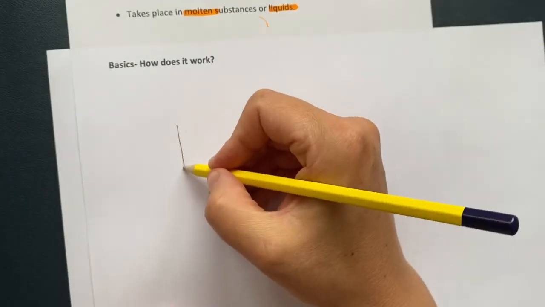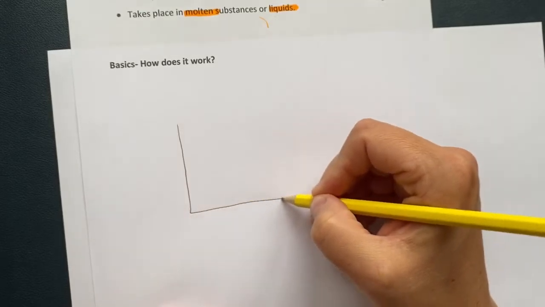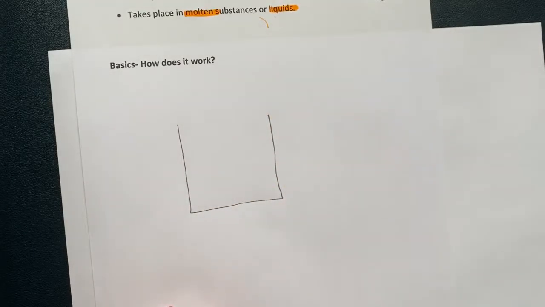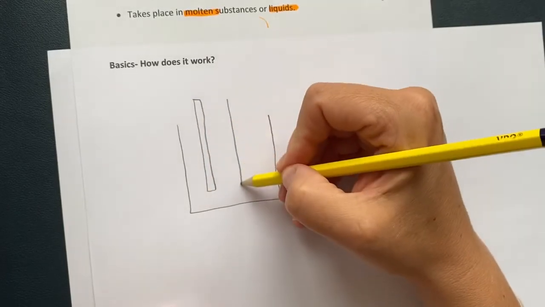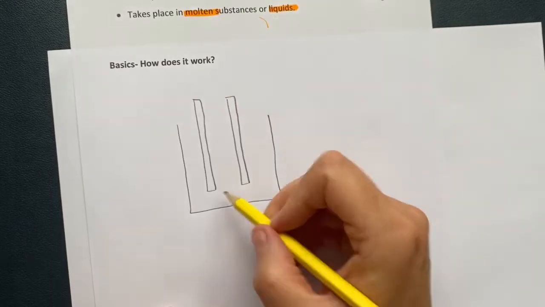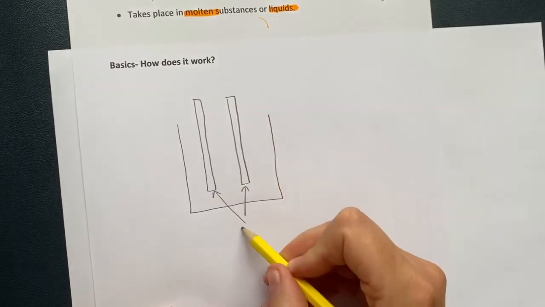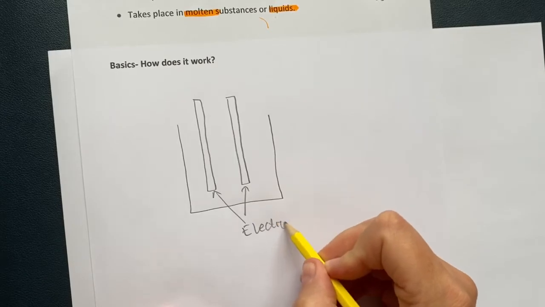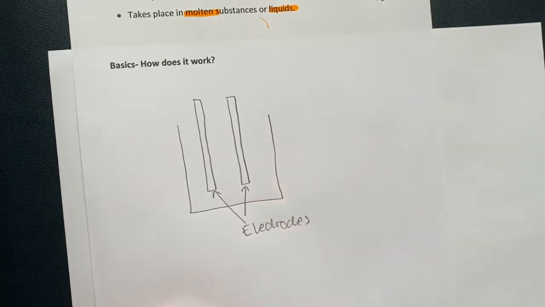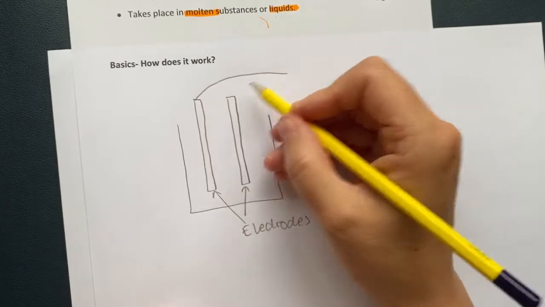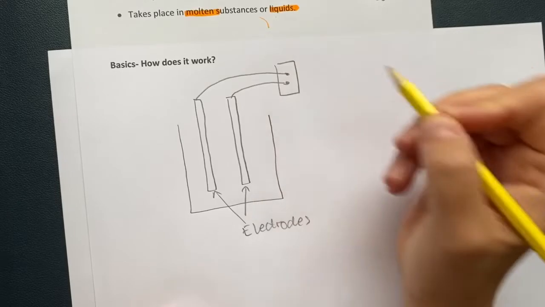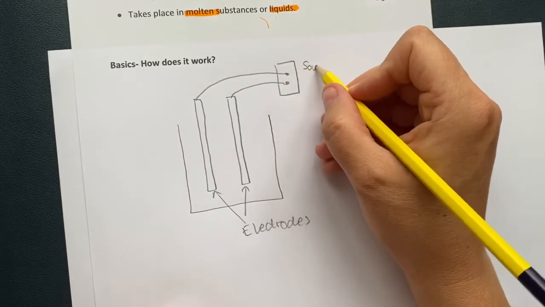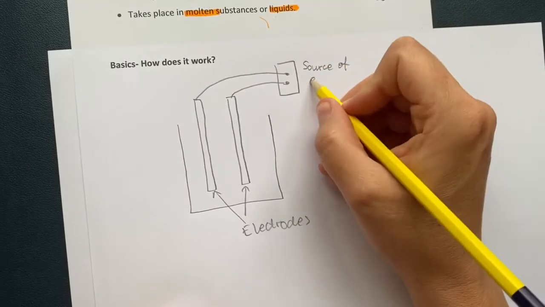Let's have a look. How would we set up an electrolysis experiment? I've got a container. In the container, I will submerge two electrodes. That's what we call them: electrodes. Those electrodes are going to be connected to a source of electricity. At school we use a power pack. So this is the source of electricity.